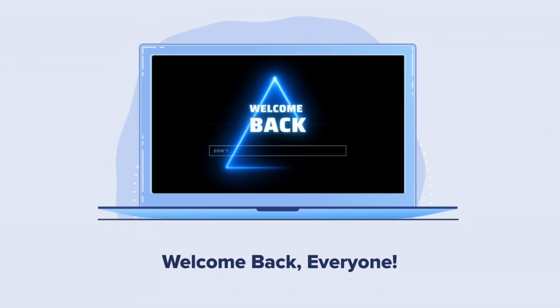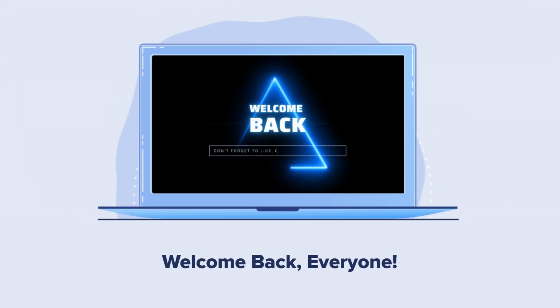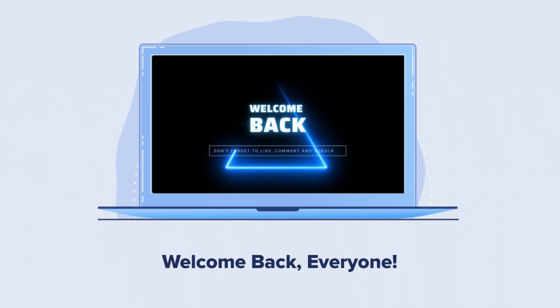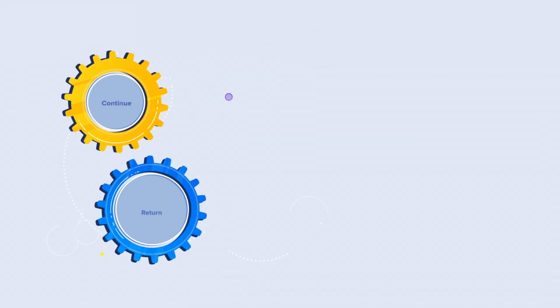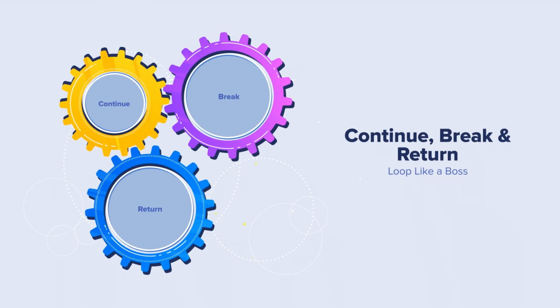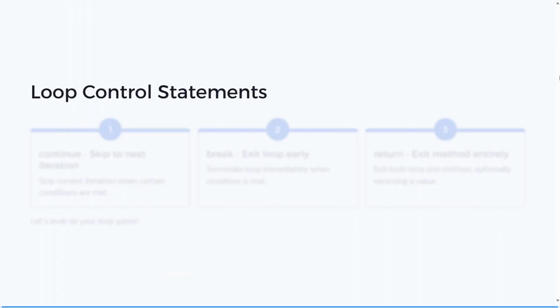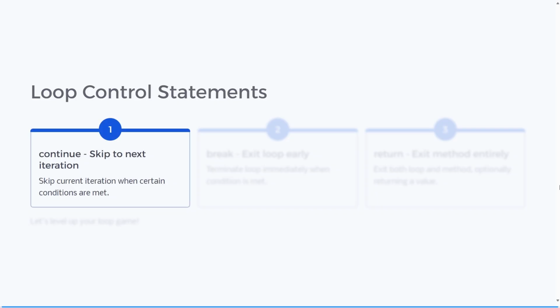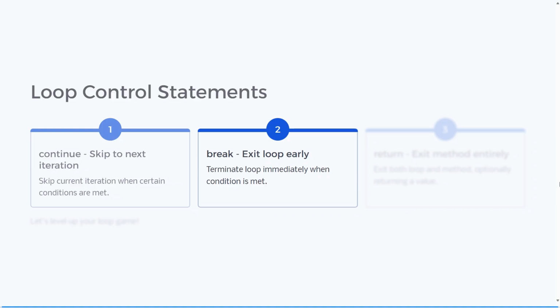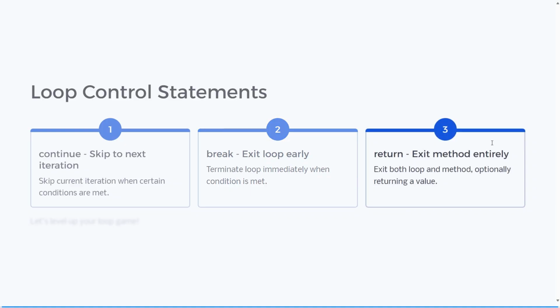Welcome back, everyone. Today we're diving into 3 super useful keywords that let you control how loops run in C#, which are continue, break, and return. By the end of this session, you'll know: 1. How and when to skip to the next loop iteration with continue. 2. How to exit a loop early with break. 3. How to exit not just the loop, but the entire method with return. Let's level up your loop game.